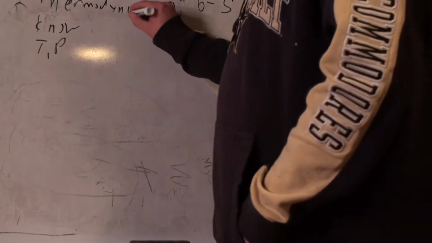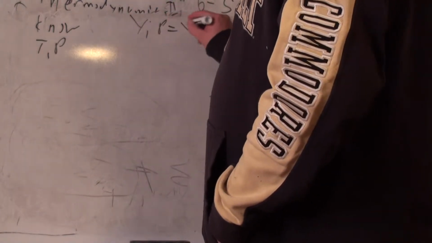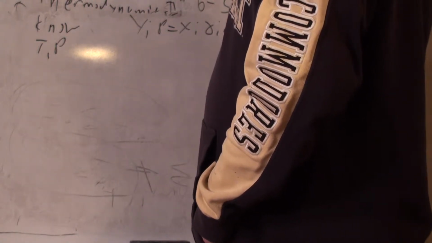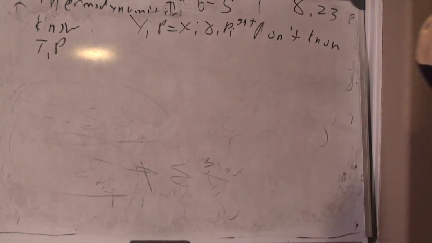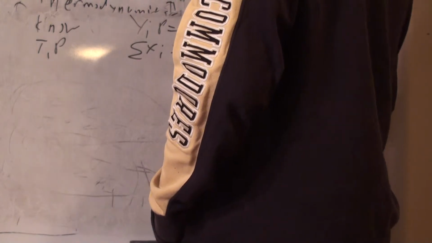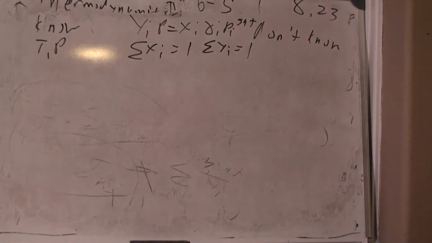So I'm using Raoult's law for adults. What do I mean by Raoult's law for adults? I mean Raoult's law at low to moderate pressures, but that does not assume an ideal solution. So that's Raoult's law for adults, okay? But the other one I need to have is the summation of xi equals 1. I also need to have the summation of yi equals 1, okay?